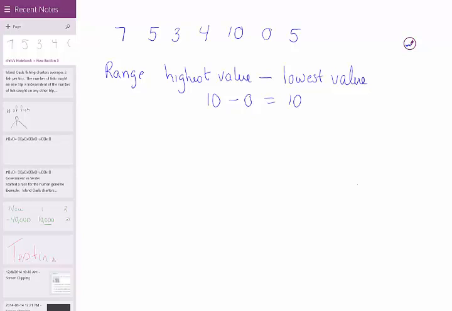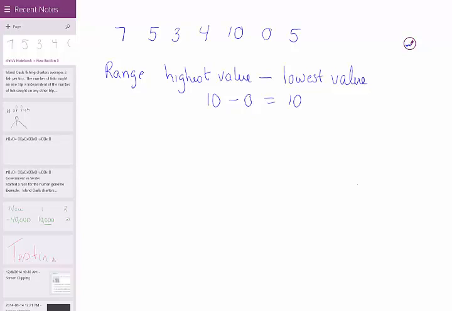So on an exam, your range should be one number. Don't tell me it's between 0 and 10. Just give me the actual value. Now, this is an easy number to understand. It's an easy number to calculate, but it has a number of shortcomings, 2 big ones that I can think of. And the first most important one is it doesn't use all the values. It's only using 2 values on our data set of 7.